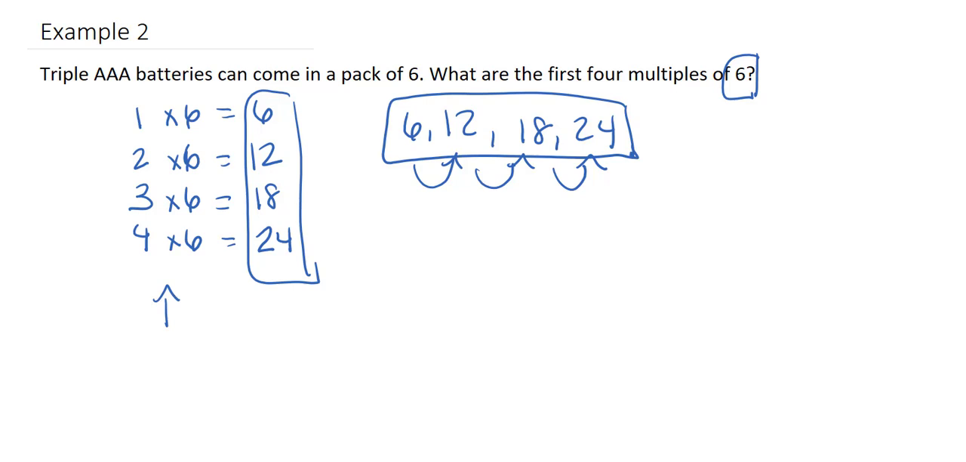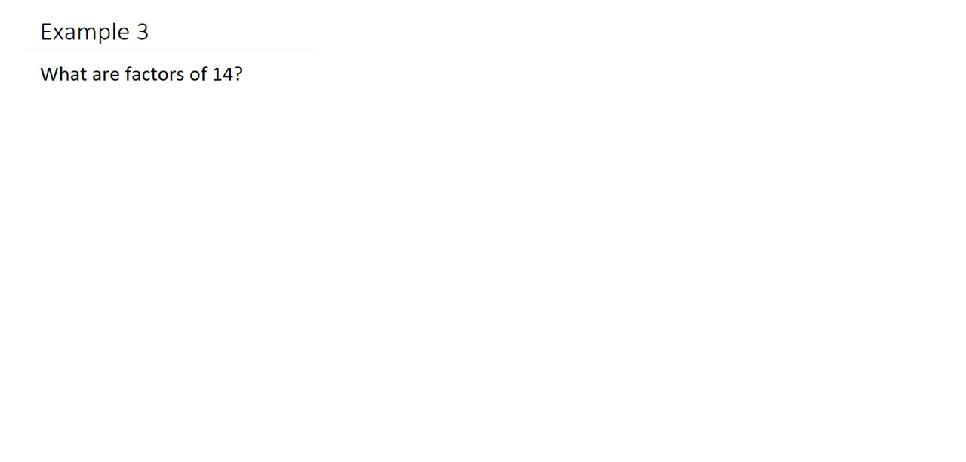Now let's go ahead and look at example 3. Example 3. What are the factors of 14? So now we're dealing with factors. So we're trying to figure out what numbers we can multiply together to get 14. Well, the one thing we always know is that 1 and 14 are always going to be factors of 14 because it's just 1 and itself.